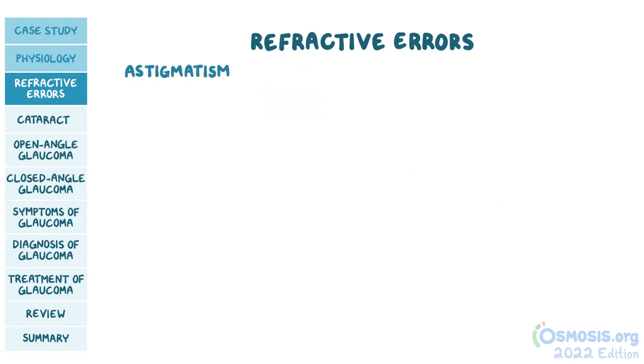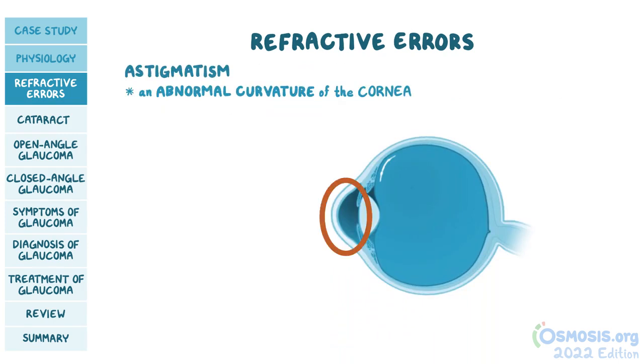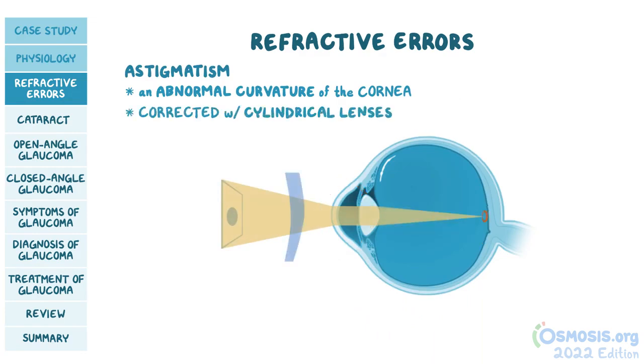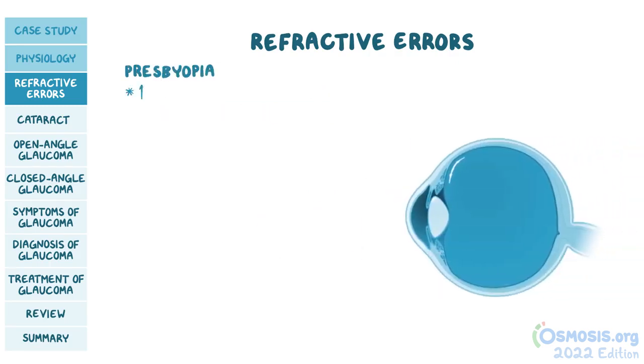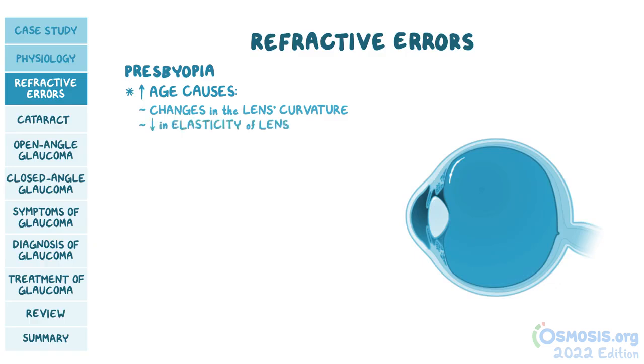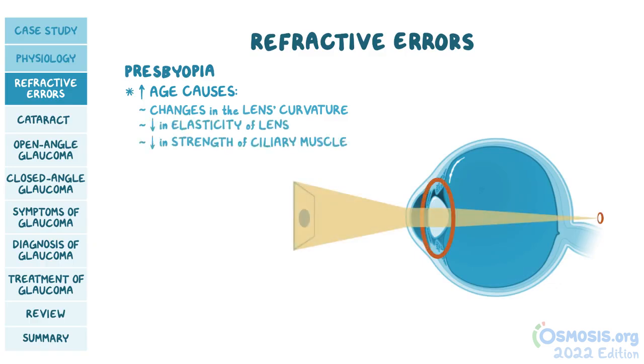In astigmatism, there is an abnormal curvature of the cornea, which results in various refractive power at different axes. Astigmatism can be corrected with cylindrical lenses. Finally, there's presbyopia, where increasing age causes changes in the lens curvature, as well as a decline in the elasticity of the lens, and the strength of the ciliary muscle, which normally controls accommodation of the lens to see objects at different distances. As a result, presbyopia impairs accommodation or focusing on near objects, which can be corrected with magnifying reading glasses.